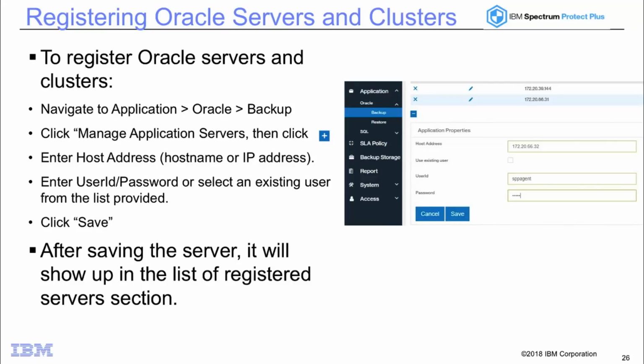Registering Oracle systems once you set up the permissions is very similar to SQL Server. You navigate to Application, Oracle, and Backup. You manage application servers and click the plus sign, and then add the host name or DNS name and the user ID with the proper privileges.